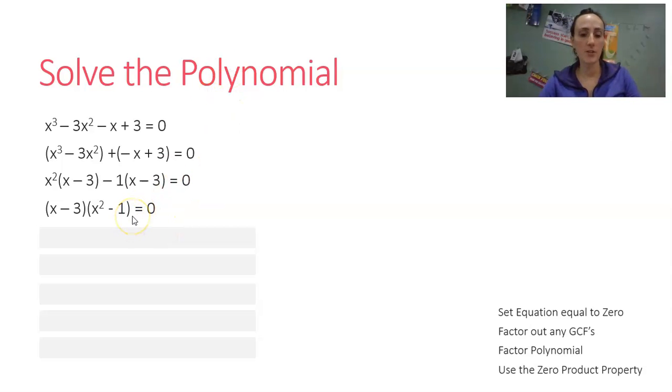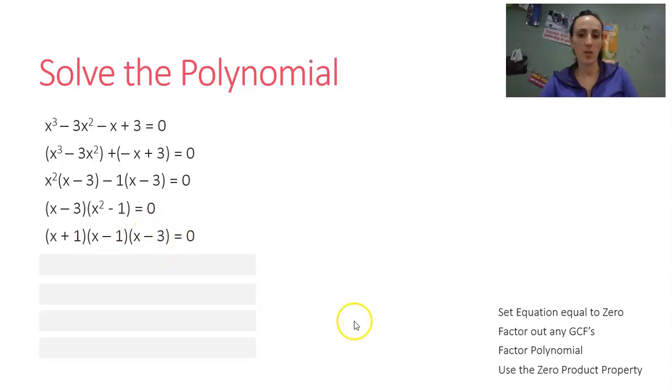However, this is not factored all the way. This is still a difference of squares. So I need to factor this a little bit further by taking the square root of x squared, taking the square root of 1, and then writing it as the square root plus the square root minus the square root. So when I do that, I have x plus 1, x minus 1, and then my x minus 3 I have over here.